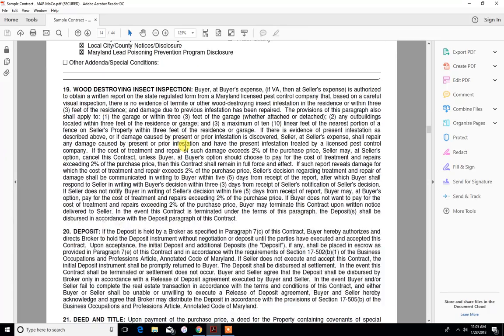Okay, wood destroying insects. We are going to do a wood destroying insect report and inspection, and the inspector is going to look for termites, wood boring bees, and carpenter ants, anything that can destroy wood. If they are present or if there's damage present, we're going to have the seller fix it. They're going to be on the hook for that.